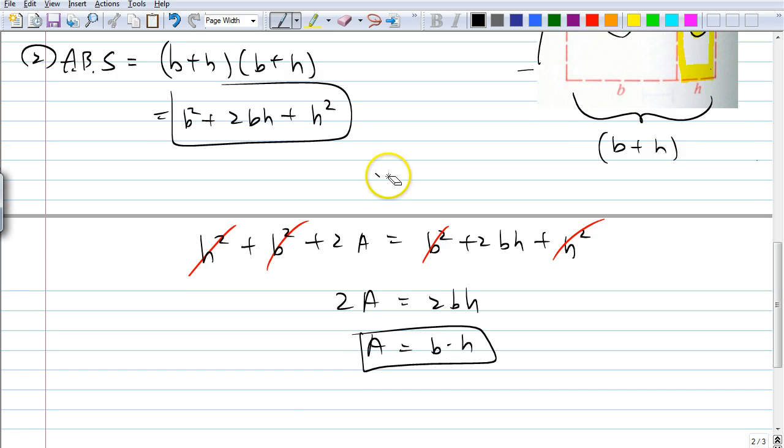Okay. Do you see how the area of a rectangle comes from using the area of a square and these two postulates that we learned? Any question? Does this make sense? Good. It's pretty straightforward. Let's do some examples then.